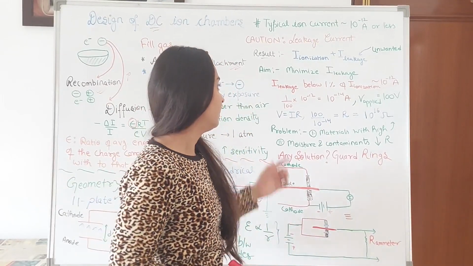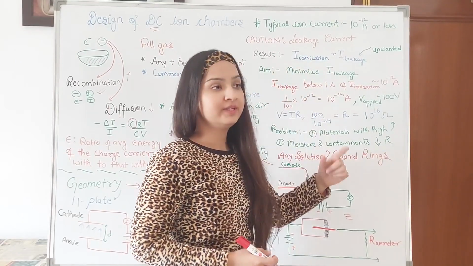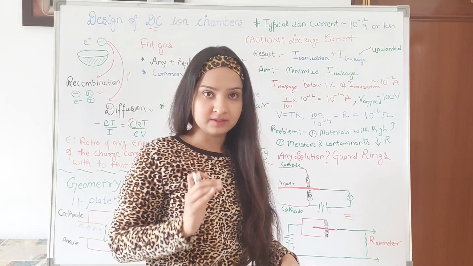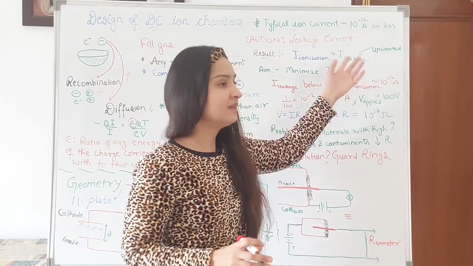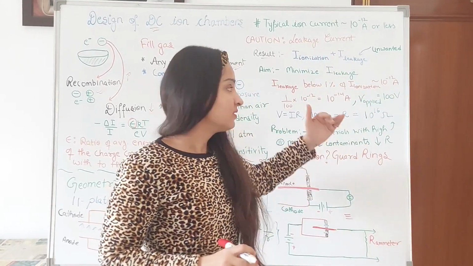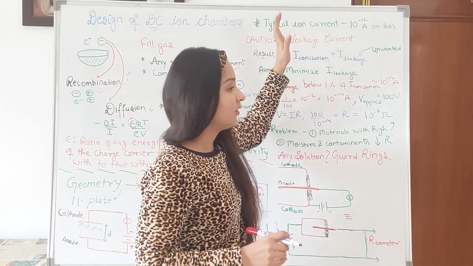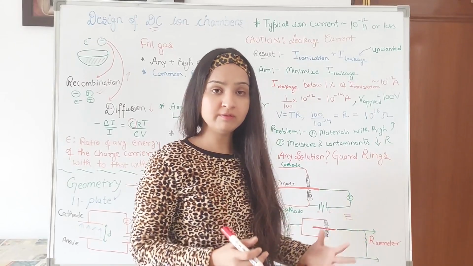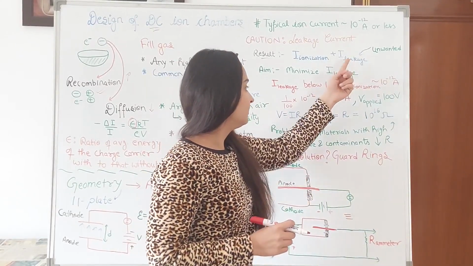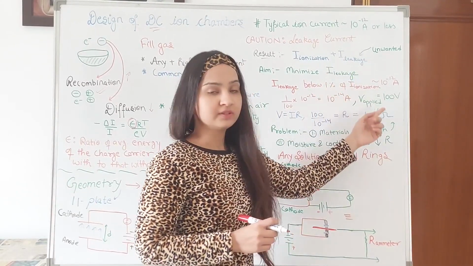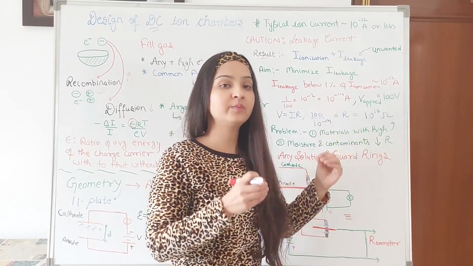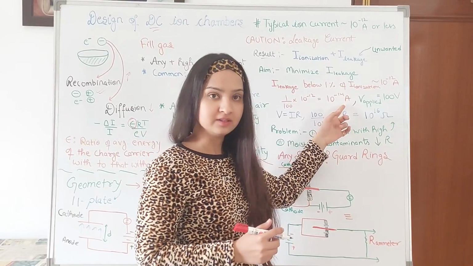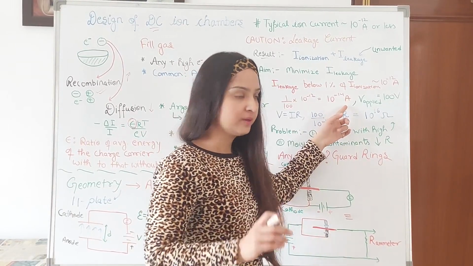What to do then? If you cannot eliminate something completely, you can always try to minimize it. If I cannot eliminate this, I can always try to minimize it. So you know that the order of ion current that you will be getting is of this 10 to the power minus 12, and if I want this to be below 1% of this ionization current, 1% of this 10 to the power minus 12 will be of the order of 10 to the power minus 14.